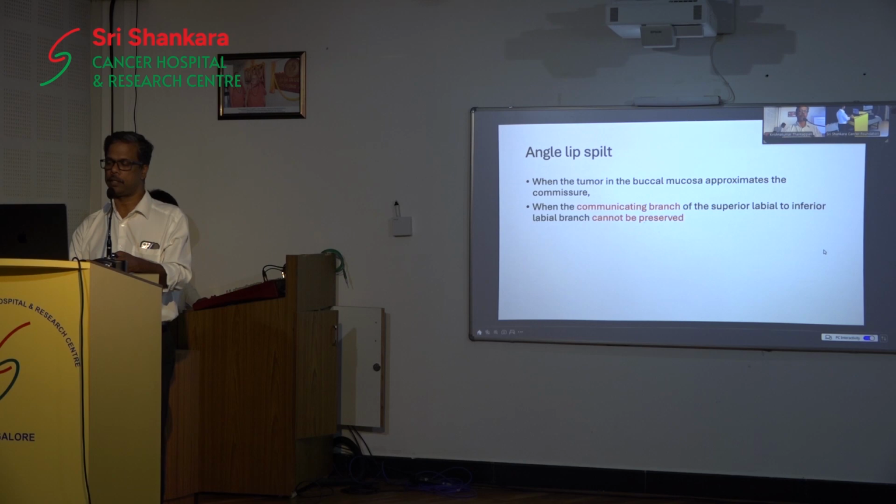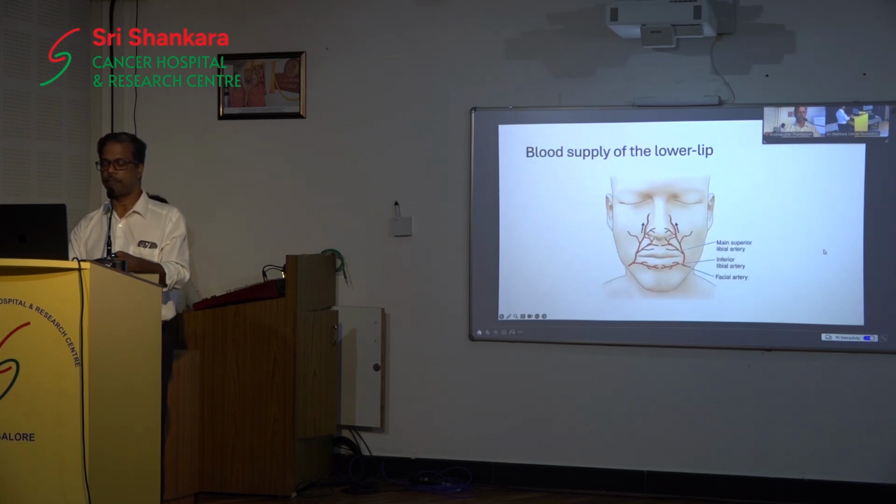I'll explain it a little more. So this is the blood supply of the upper and lower lip. This is the facial artery coming from the neck, and it has a main superior labial artery and an inferior labial artery. So when we raise the lower lip, lower cheek flap, this may be cut. The facial artery may be cut.